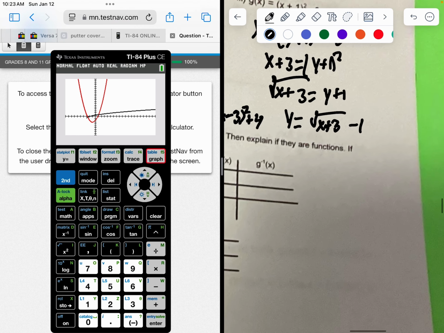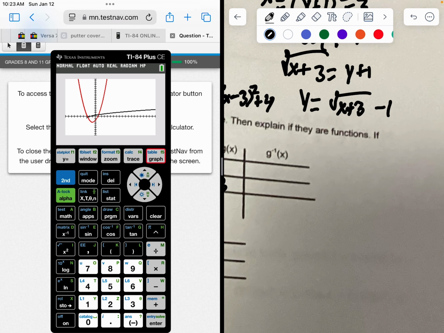g inverse: x must be greater or equal to -3. y must be greater or equal to -1. Square root. I'm gonna end the video there and make part 2, because it's pretty long.